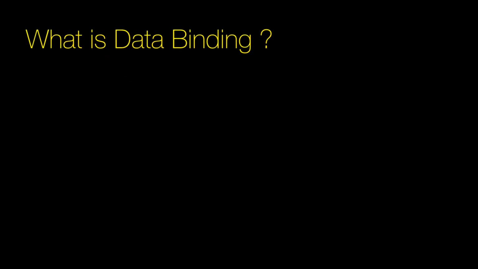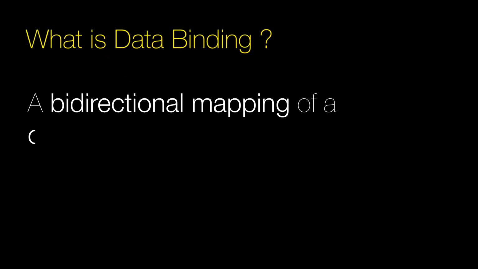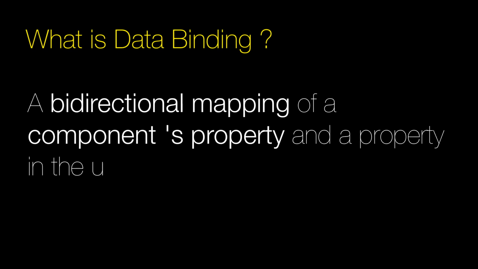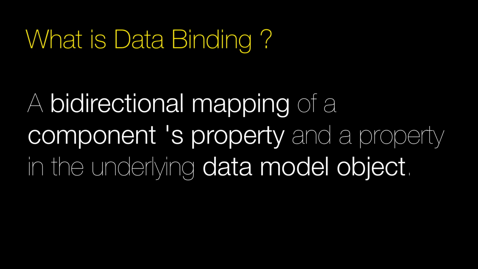So, a data binding is a bidirectional mapping of a component's property and a property in the underlying data model object. And the important thing to understand is that the mapping is bidirectional. What that means is once you establish a mapping between a component's property and the property in the data model object, any assignment to the data model will be replicated in the component's property, and vice versa. Anytime you update that property in the component, that value from that component's property will be replicated in the data model. It's a fairly simple concept, but let me also illustrate this definition in a more visual way.